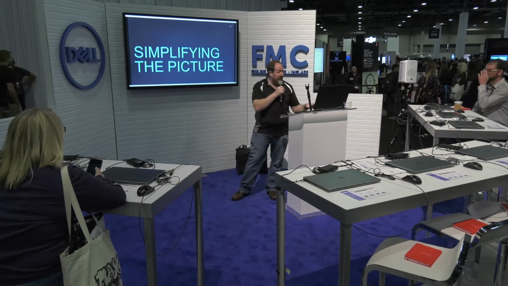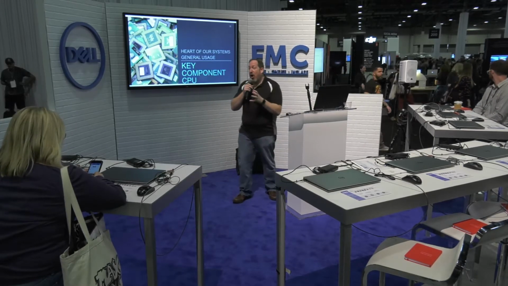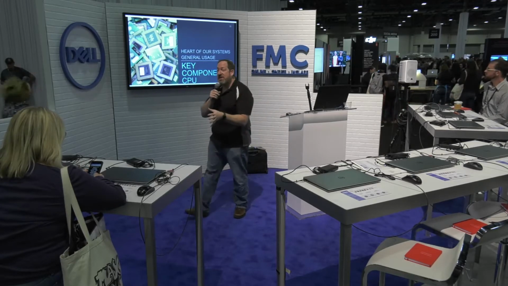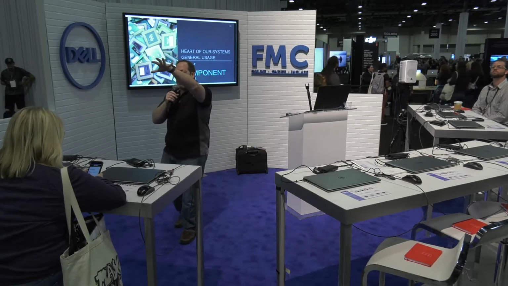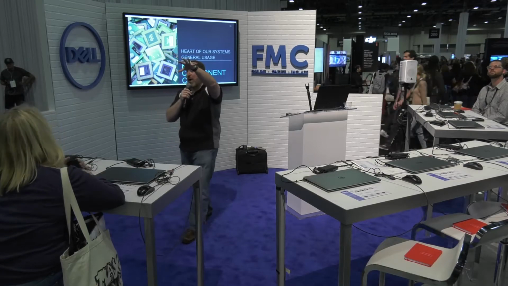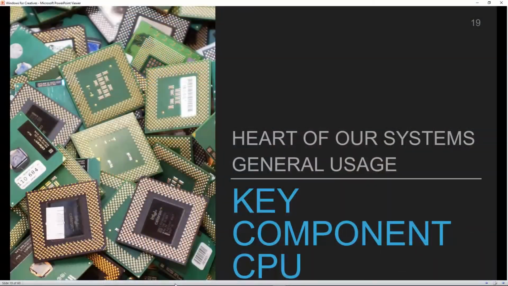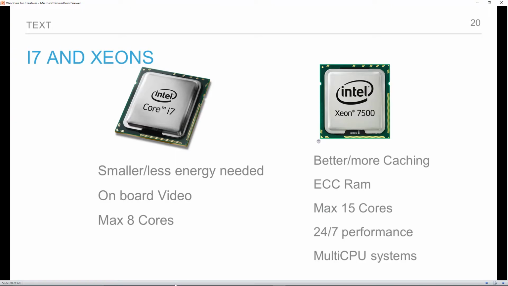So I want to simplify the picture for you a little bit. The heart of our systems is our CPU. Now, my Photoshop users, the GPU is important as well, but the CPU is what we deal with for all video playback, all the everyday use. There are 2 major processors we deal with, i7s and Xeons. They're actually really, really similar, except the Xeons are rated for 365, 24/7 usage. So i7s are more portable. They have better power management.